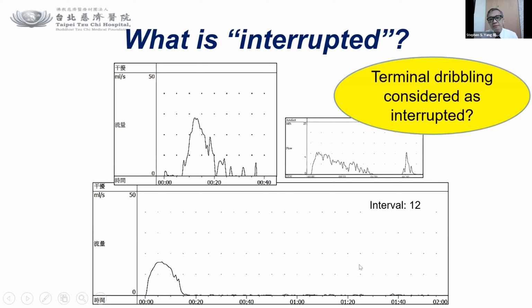The first, I have been puzzled about for many years. What is an interrupted curve? Is this interrupted? And this one, and also this one. This one had 12 small curves. I think most of us believe this is not an interrupted curve, just some terminal dribbling.